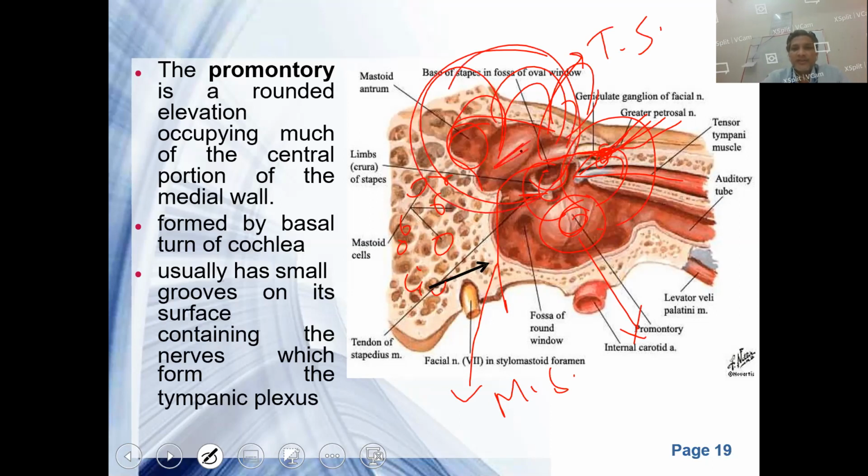This is the lateral semicircular canal. This is the round window. This is the oval window. We will have a detailed discussion of the medial wall of the middle ear in the next class.